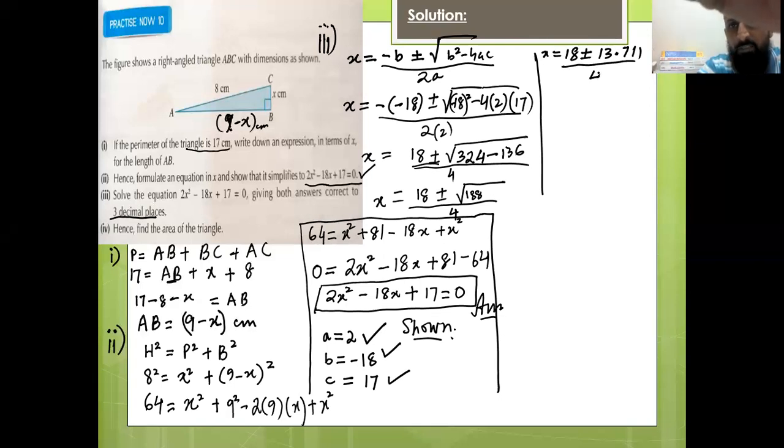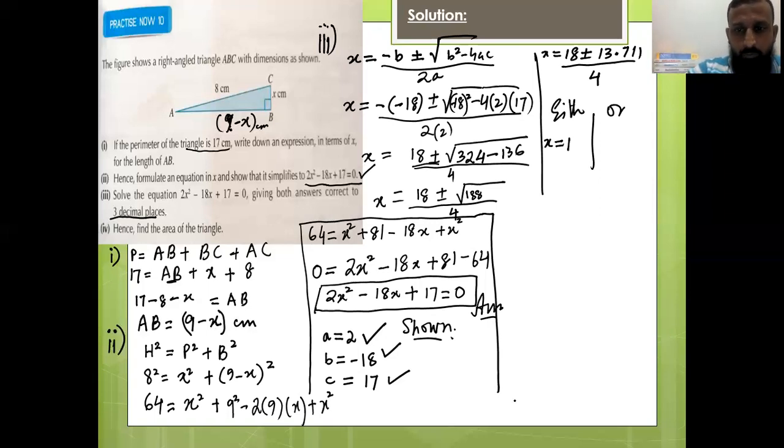Okay, now after this there is a plus sign and a minus sign. You need to make two columns. In the first column add up the numbers, in the second column subtract the numbers. Either or. Okay, x equals, add up the two numbers, 18 plus 13.711. I'm short of space, boys and girls, so I'm doing it directly.